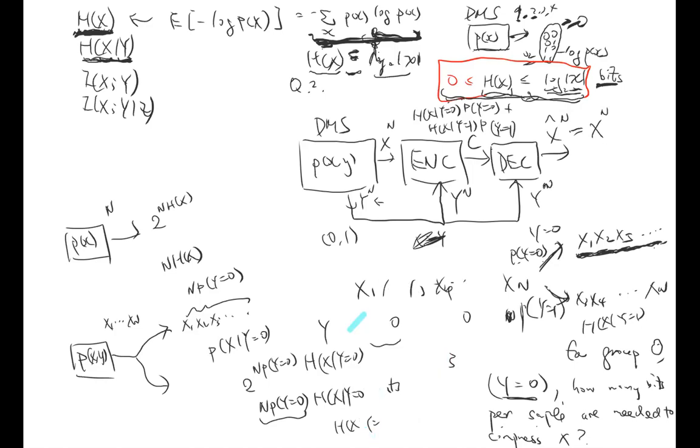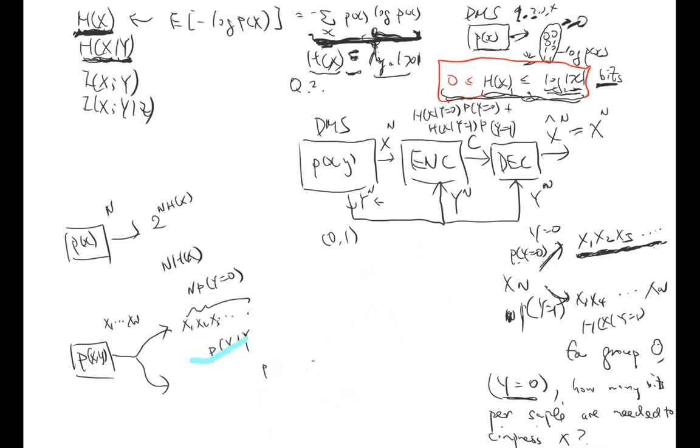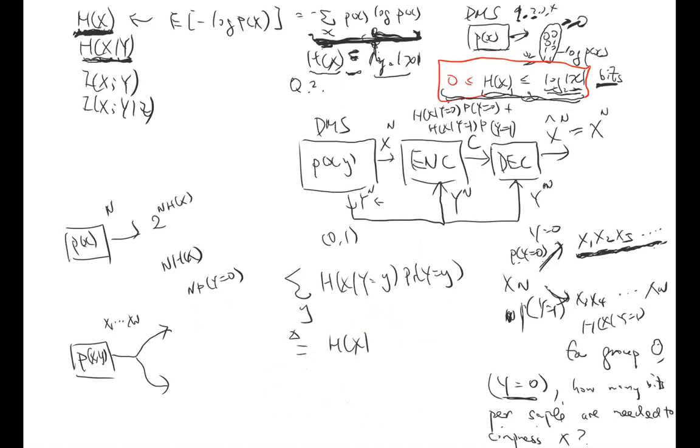So in general, the number of bits needed is the sum over y of the probability of y times the entropy of x given that small y. So this is exactly the definition of H(X|Y).